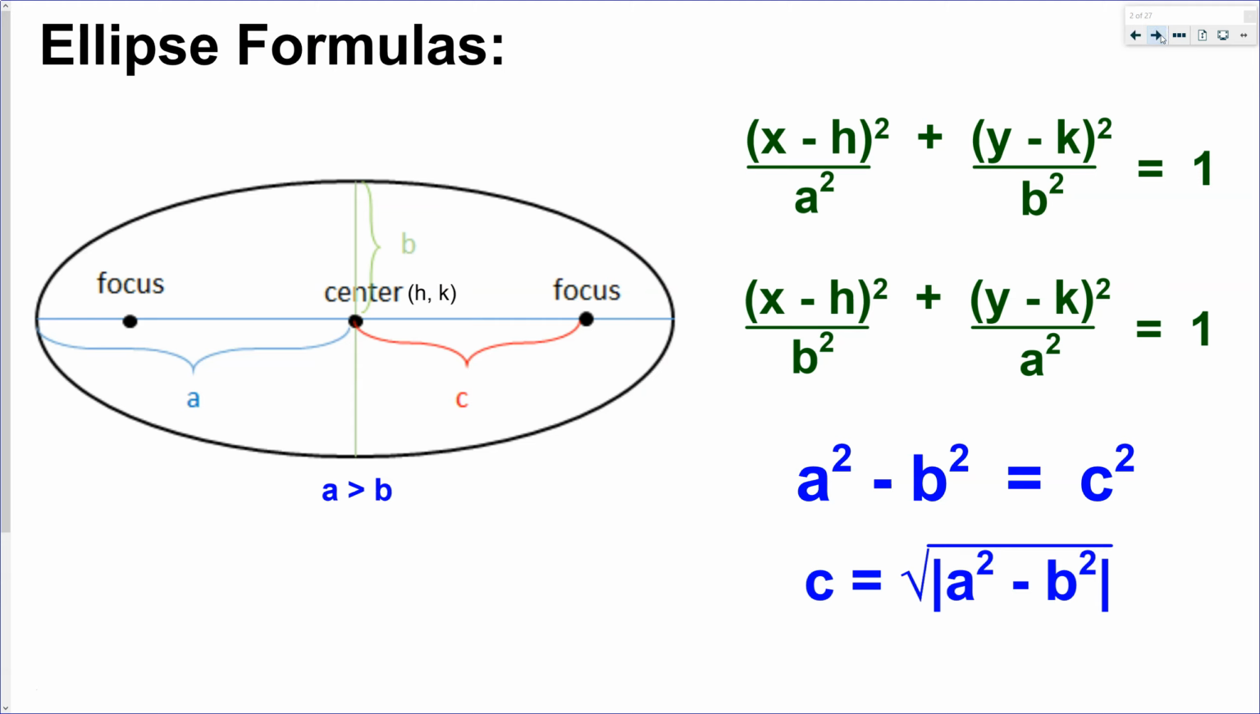As a reminder, here are all the formulas that go along with ellipses. So you've got basically a binomial squared over a constant plus another binomial squared over a constant, and that's always set equal to 1.